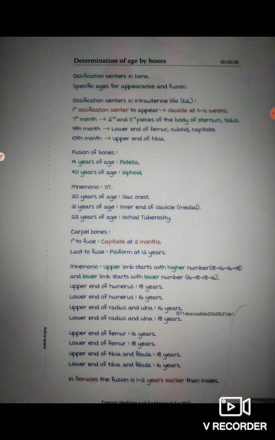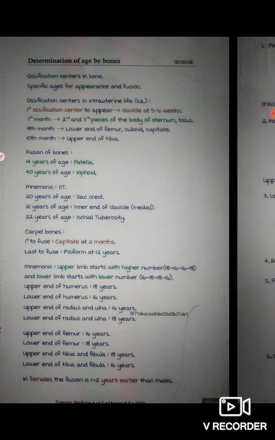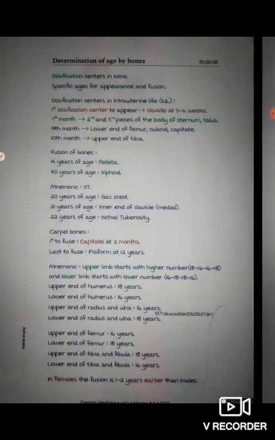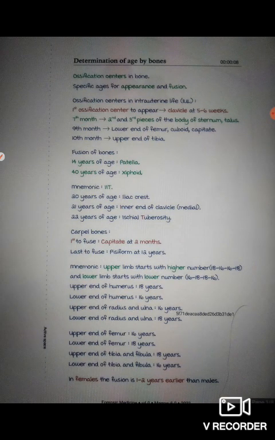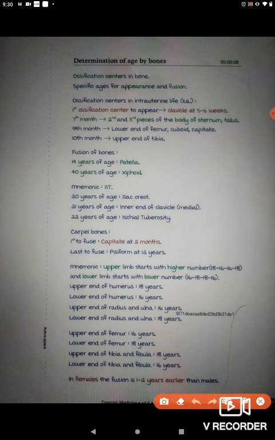Patella at 14, Gifford at 40. They are saying about iliac crest, inner end of clavicle, ischial tuberosity. First carpal bone is the capitate, last is the pisiform bone. Capitate at 2 months and pisiform at 12 years, they are saying. So capitate is the first carpal bone to appear, and the last is the pisiform.